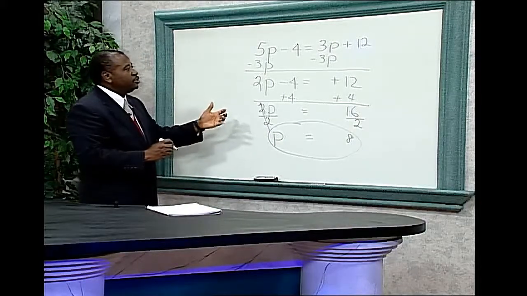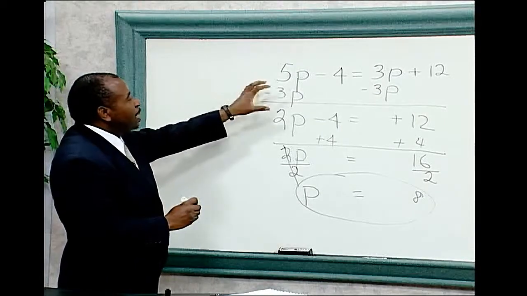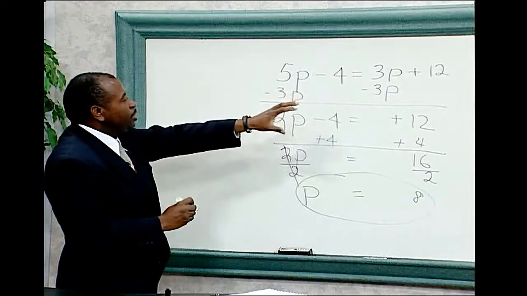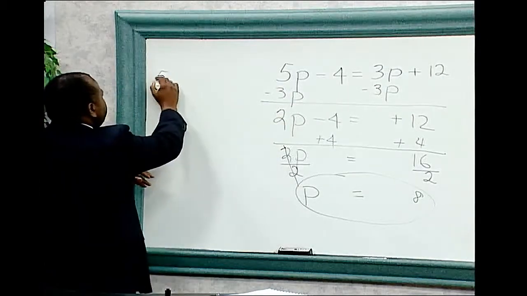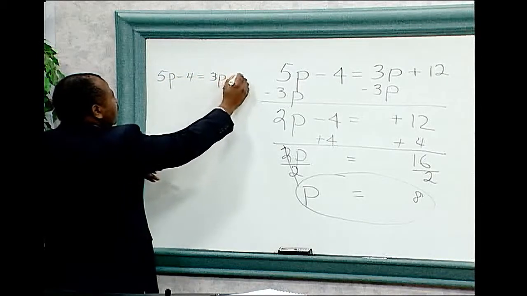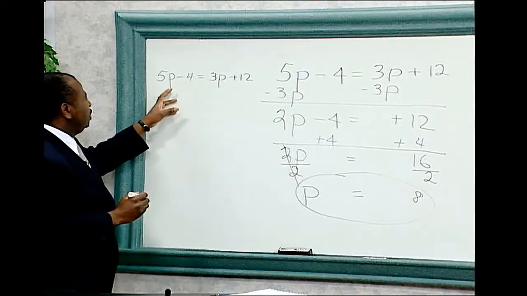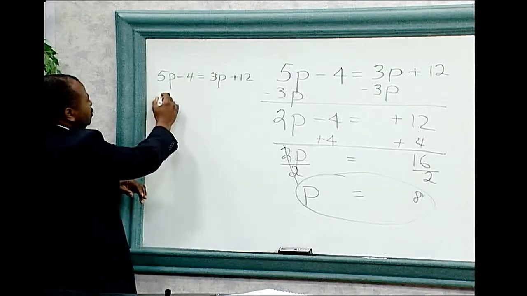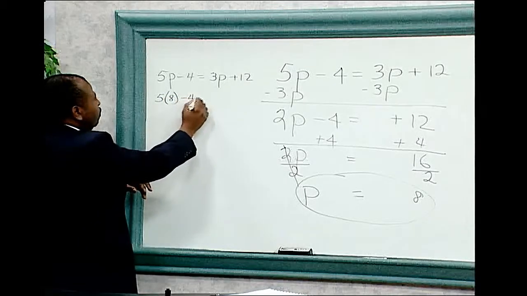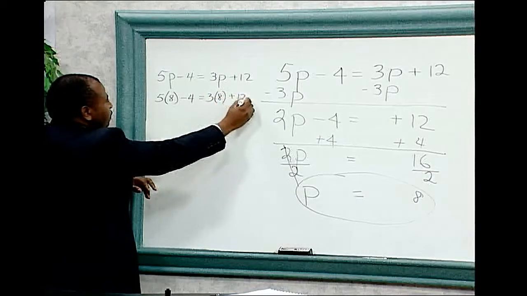Again, we need to check our solution to make sure that this is the true solution. In order to check our solution, we need to go back to the original equation. 5p minus 4 is equal to 3p plus 12. P is equal to 8. Therefore, we have to replace p with 8. 5p means 5 times p. 5 times 8 minus 4 is equal to 3p, 3 times 8 plus 12.